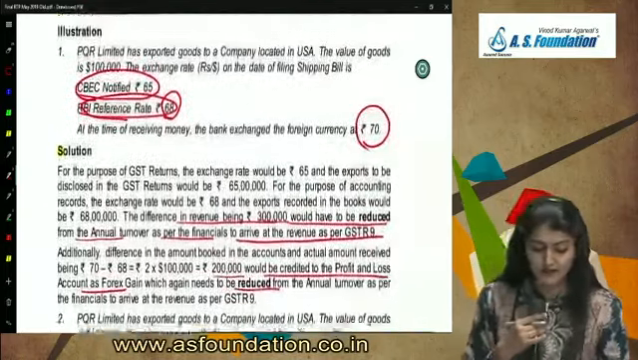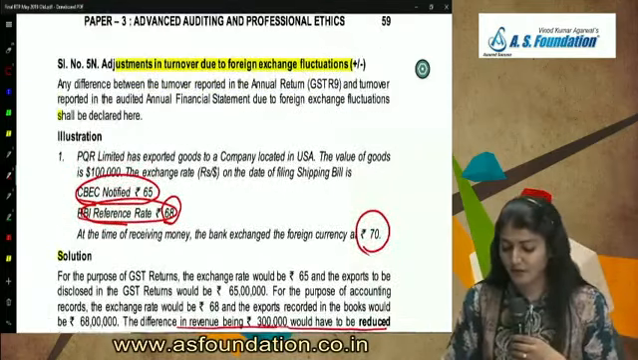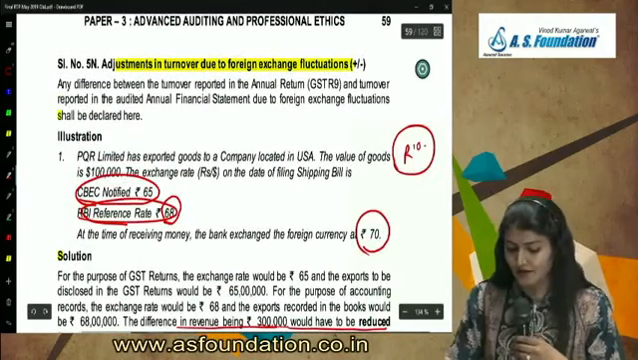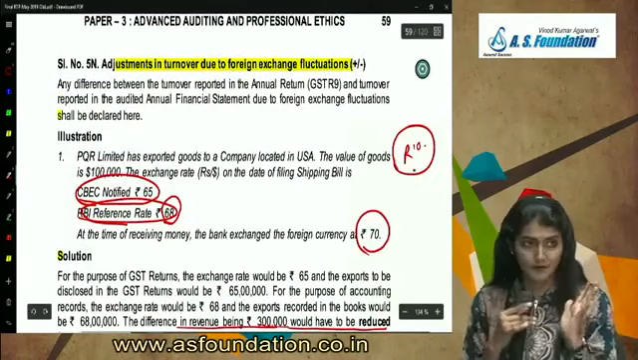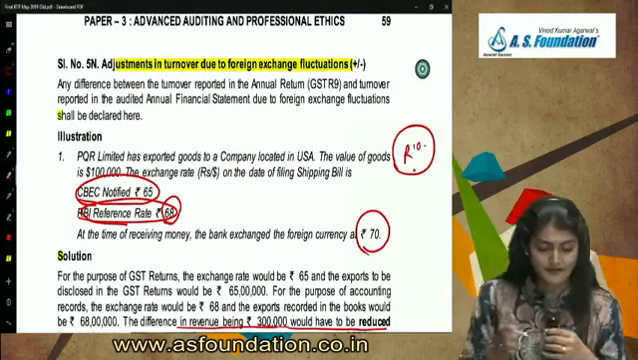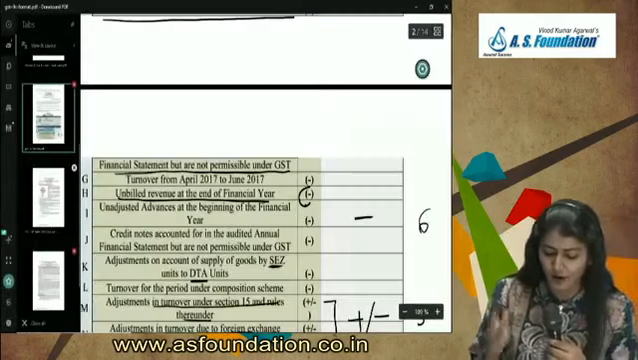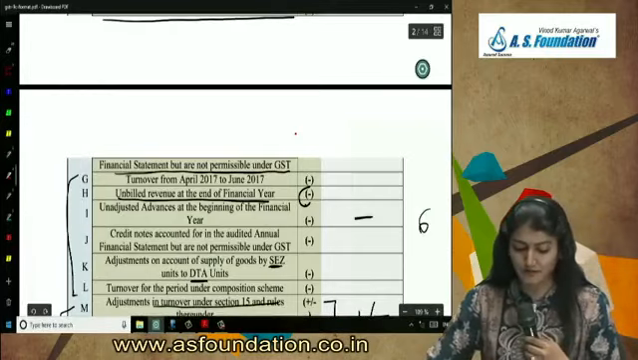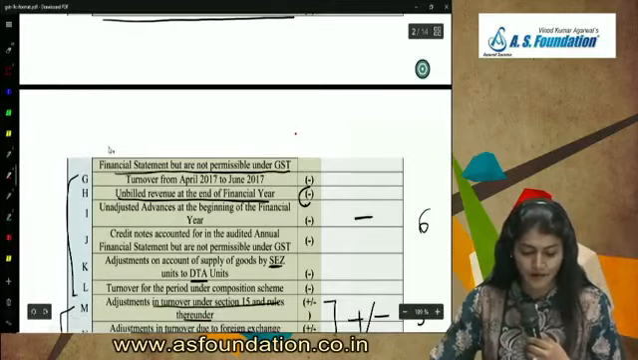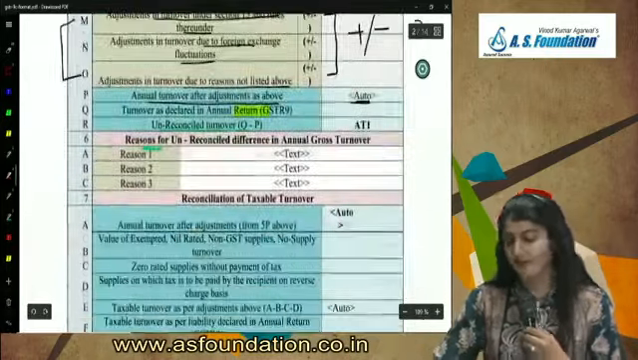Right, again they can ask you a question from this one. Yes, are you all understanding? Right. So what is it? Total turnover as per the audited financial statements, 5 additions, 6 deletions and 3 plus minus.